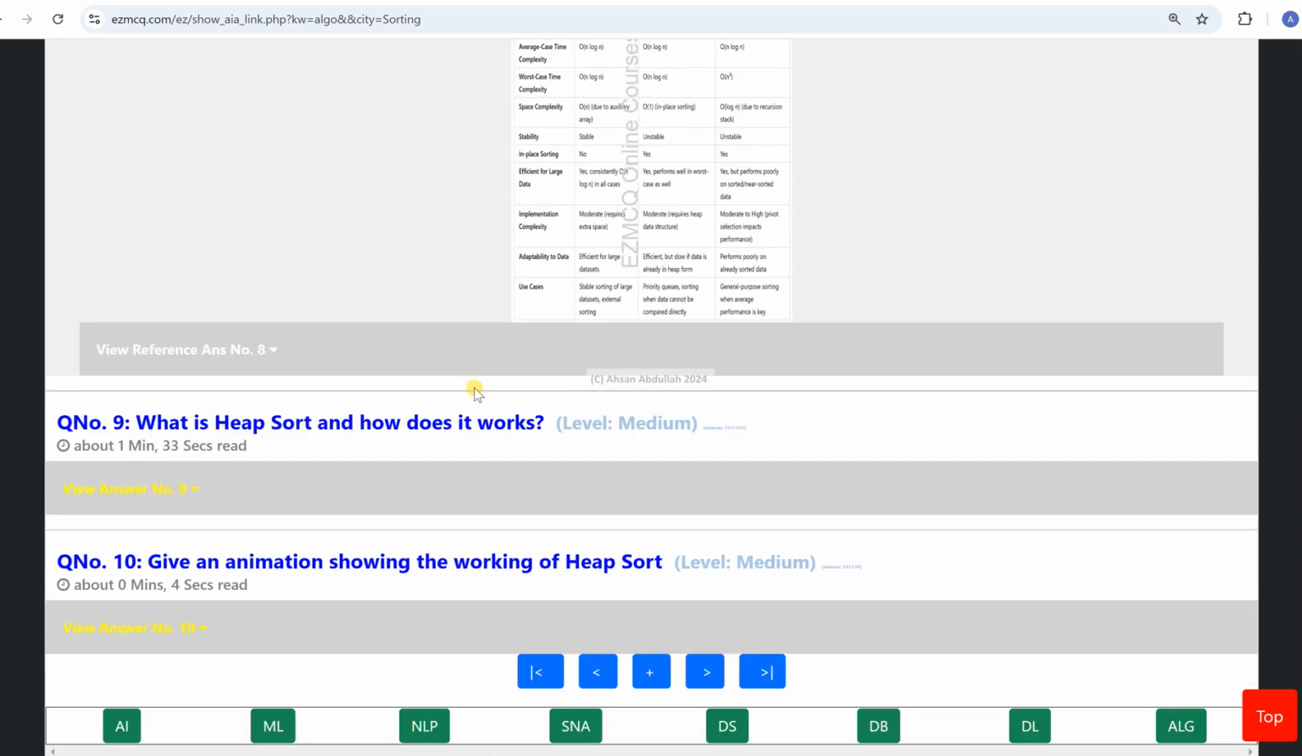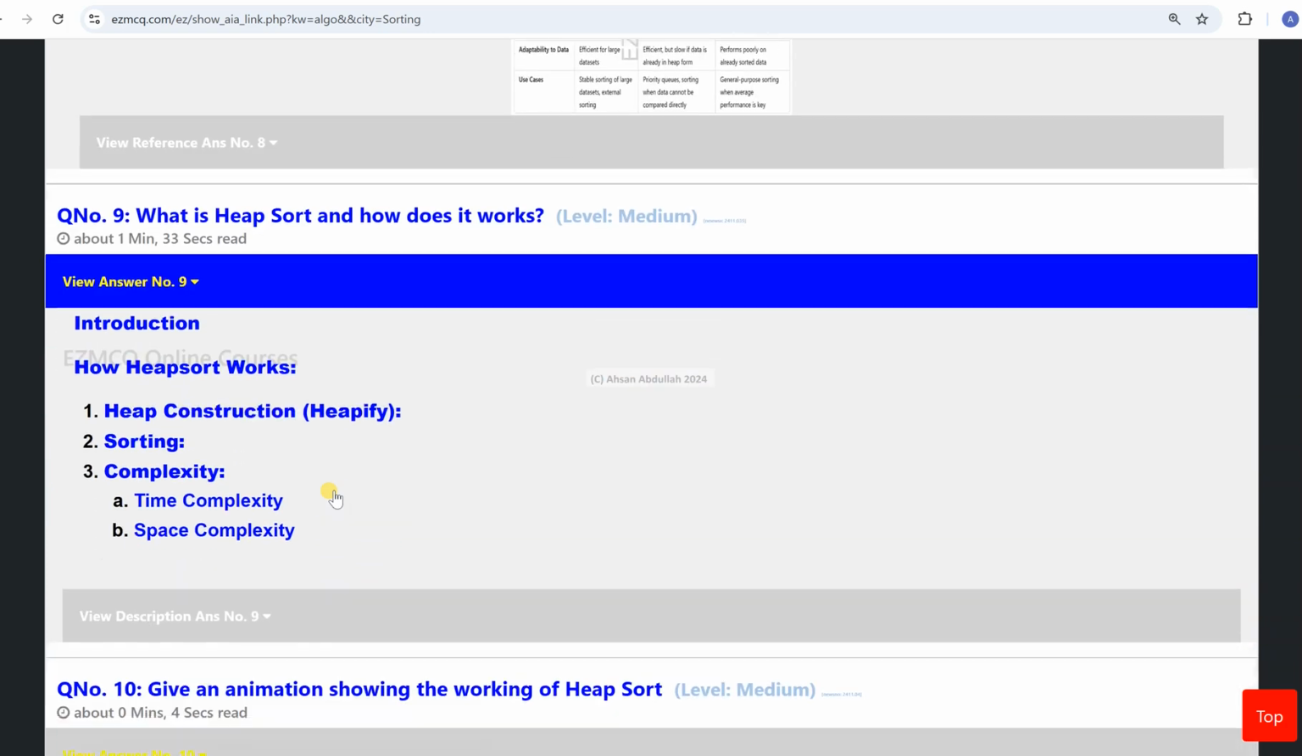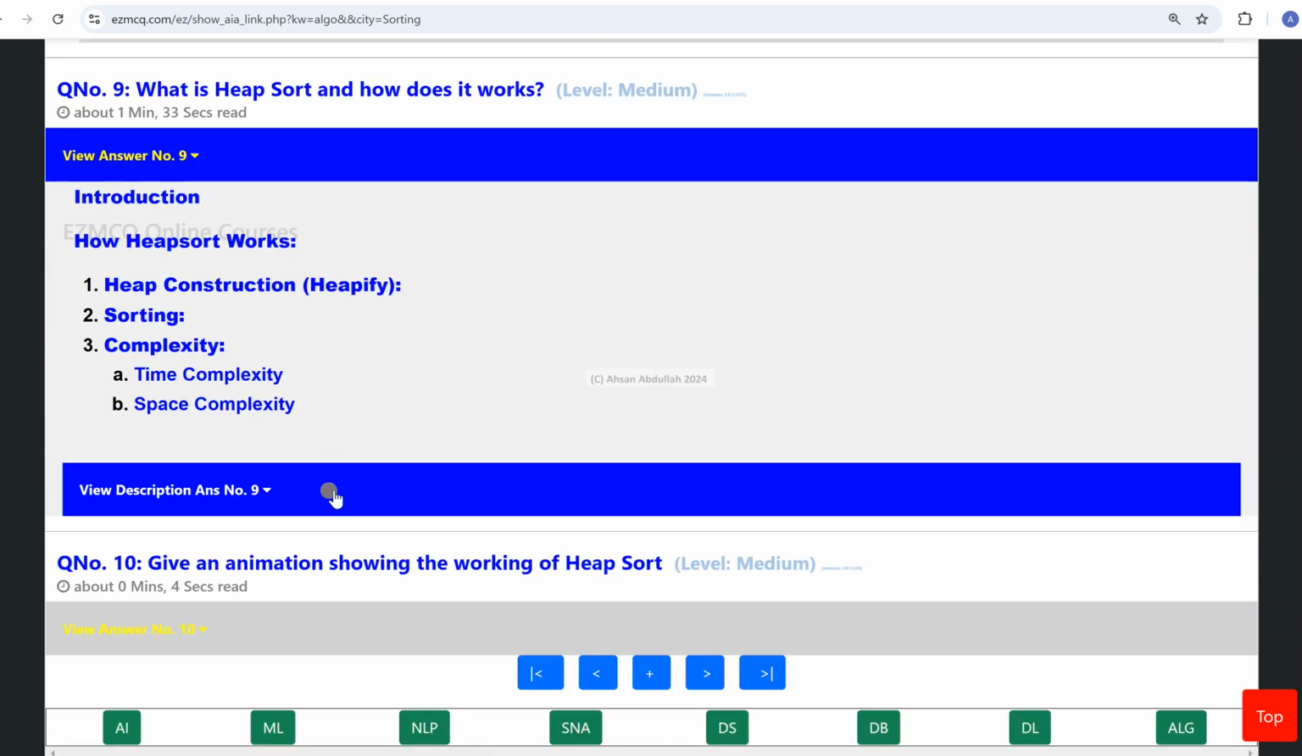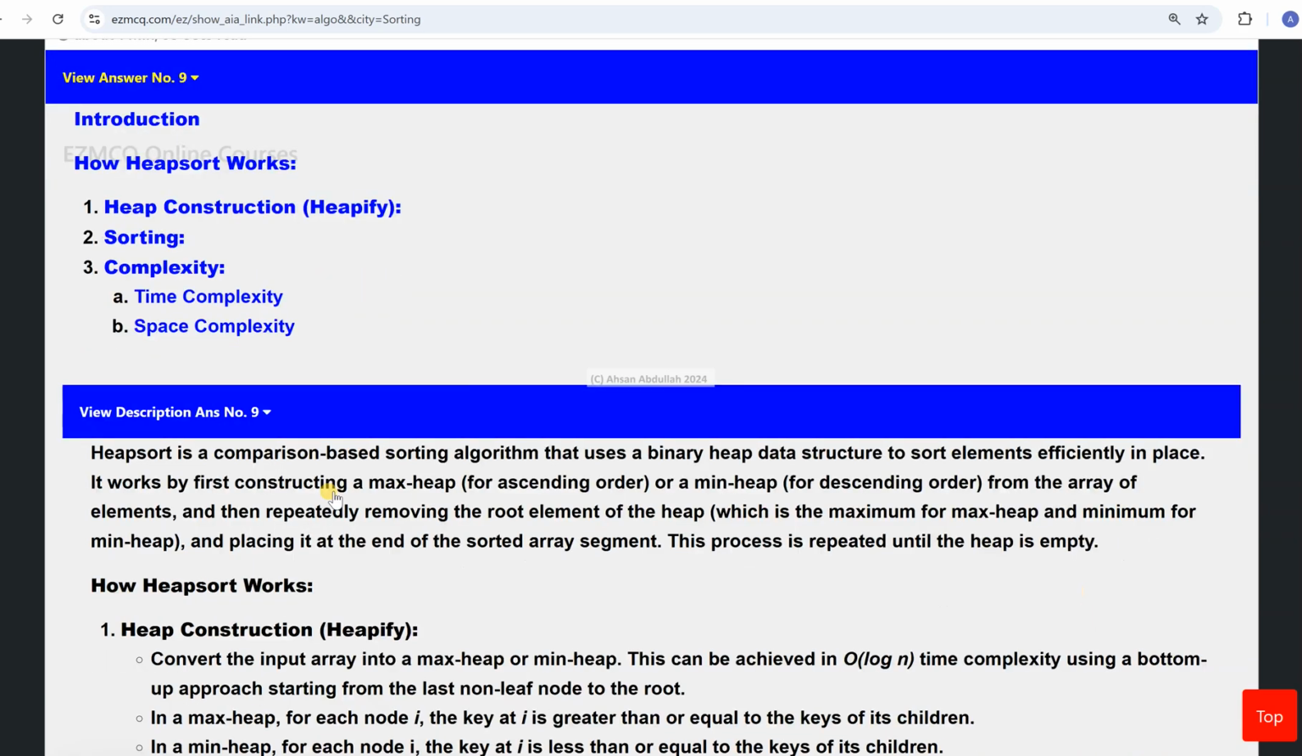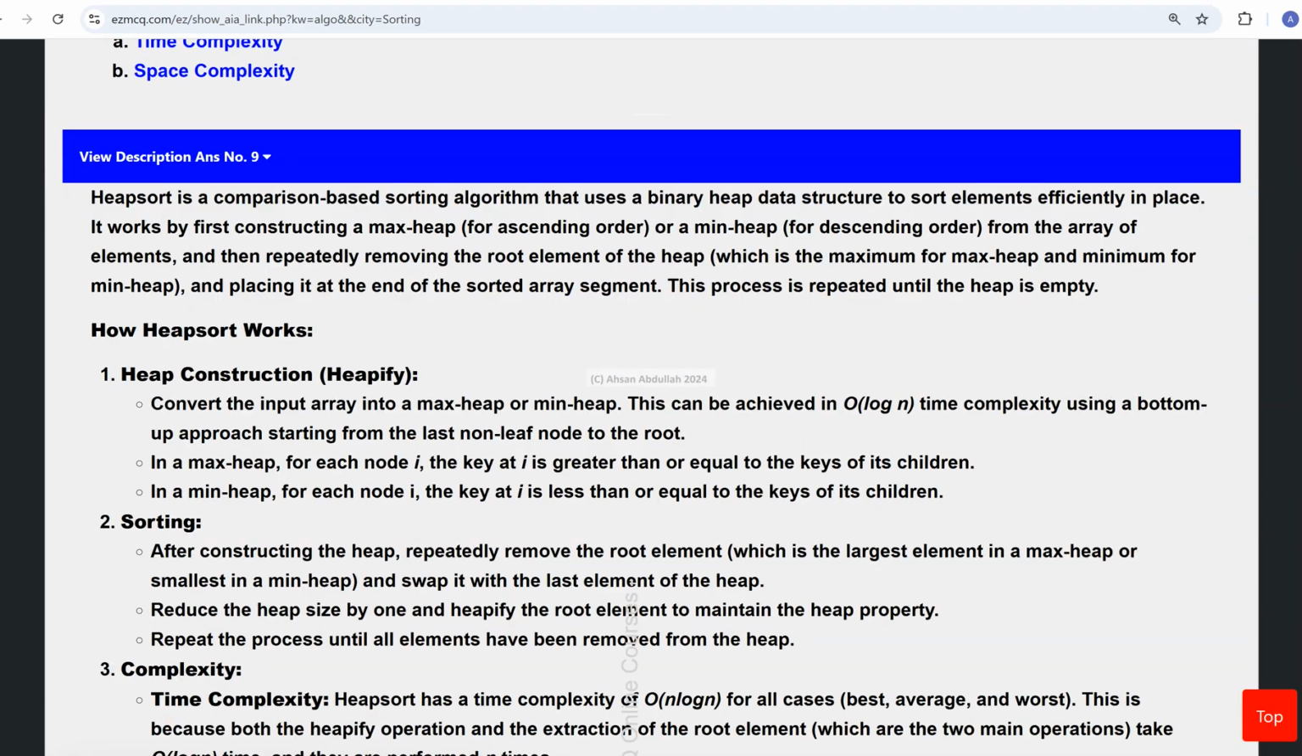So what is heap sort and how does it work? I promise that I will explain heap sort to you. Heap sort is of course a comparison based sorting technique, and it uses a binary heap. I will show you a picture also.